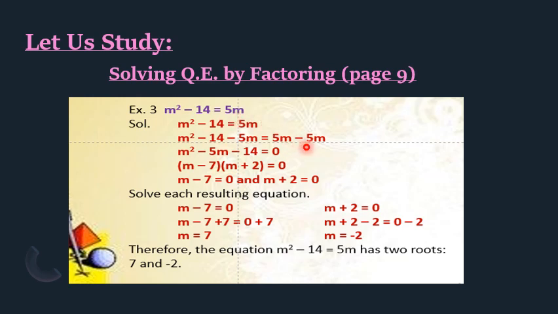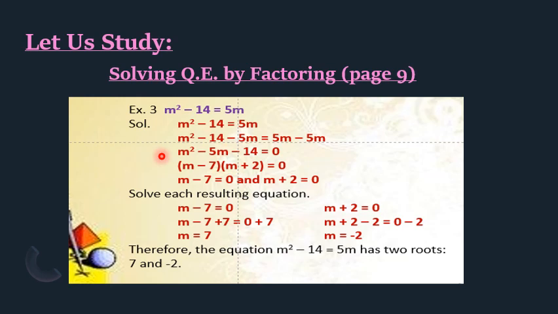Mag-dirakta nimo ni siya og minus 5m para mahimo siyang 0. So magdugang ka sa sulod og minus 5m. So na nakakaron m squared minus 5m minus 14 is equals to 0. So mao na ni karon ang imuhang standard form.